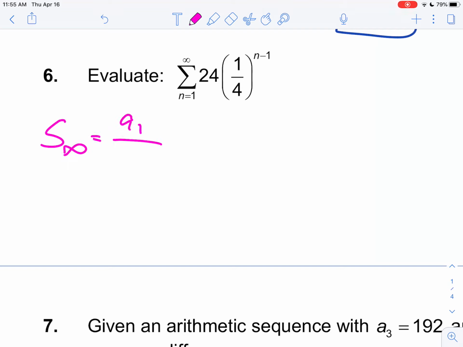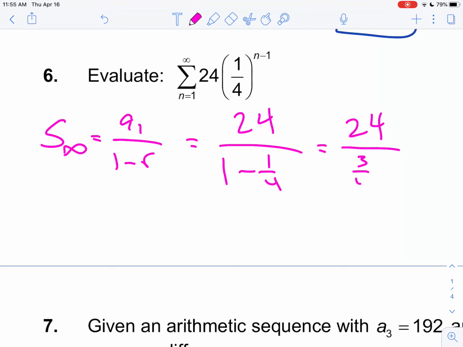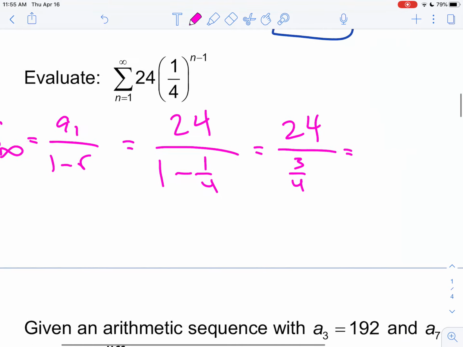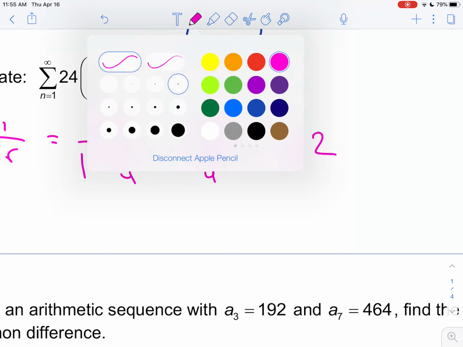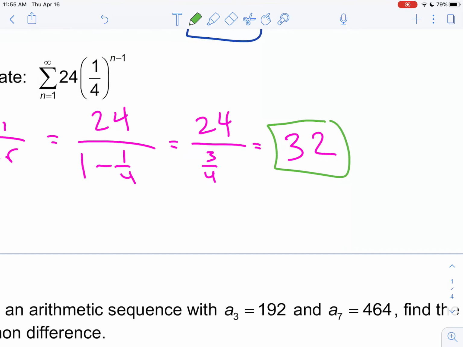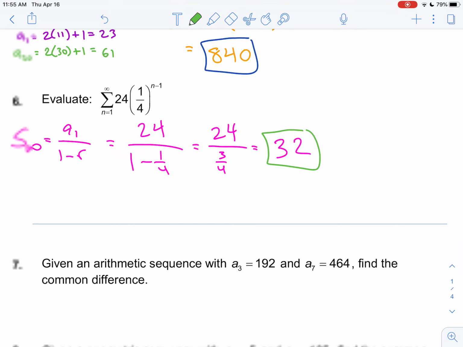So first term over 1 minus r. So actually, you know what, we'll stay pink, that's fine. First term over 1 minus r. This one's actually nice enough where you could do it with no calculator. I guess, well, let's see what happens. 24 divided by 3/4 is the same thing as 24 times 4/3. And so sometimes these work out crazy, but sometimes they work out super clean. So 32, perfect. That's fantastic.